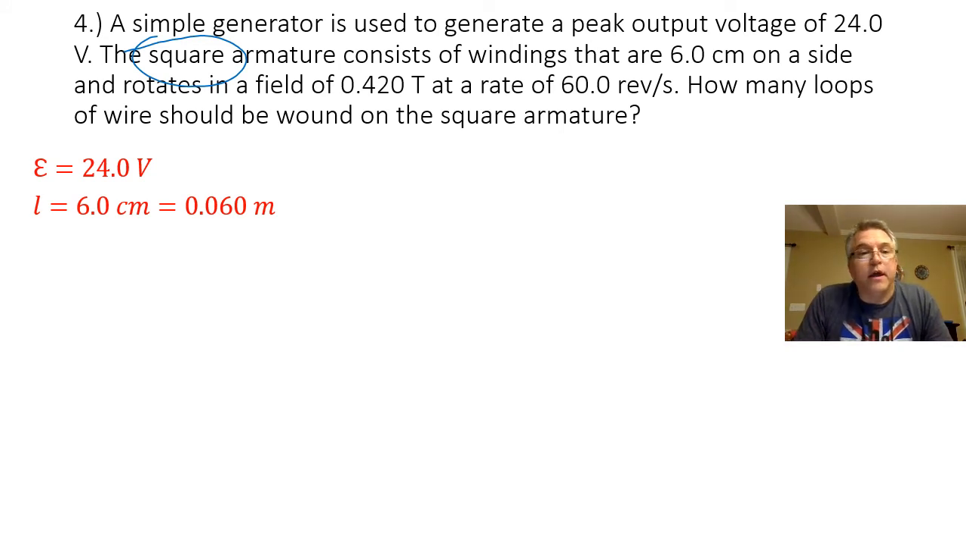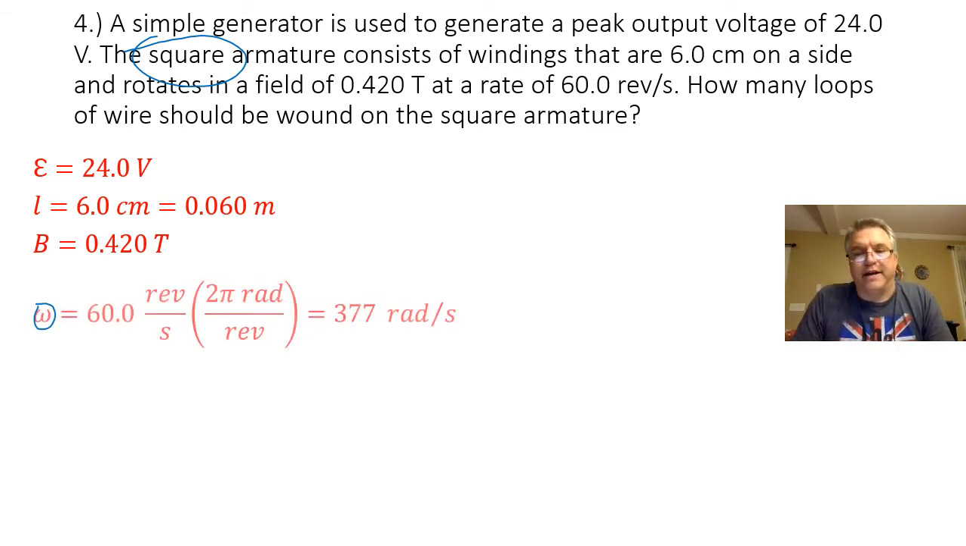Sorry about that. All right, so we have a square armature, and I know the length of the side is 6 centimeters, which is going to be 0.060 meters, and the strength of my magnetic field is 0.420 Tesla. The speed at which it is turning is 60 revolutions per second, and because it is turning, it is an angular speed, so we have our omega here for angular speed. I'm going to talk a little bit more about that in a second here.